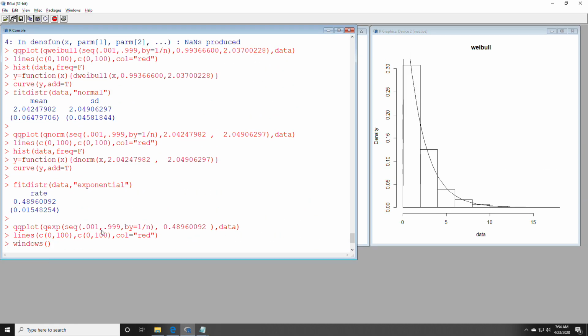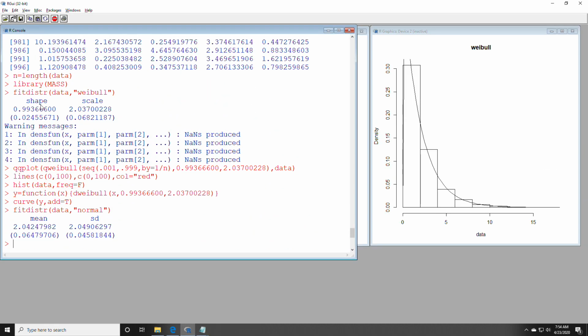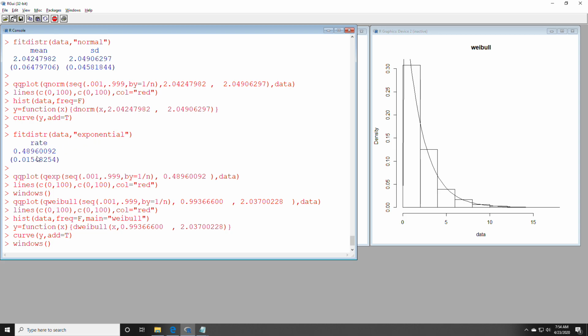Why? Well, here's our Weibull distribution. It has two parameters, a shape parameter and a scale parameter. The exponential distribution has a single parameter. Okay, that in essence makes it a simpler model, because instead of requiring two parameters in order to properly model the data, I only require a single parameter to model this data. So technically it's a simpler model, right?